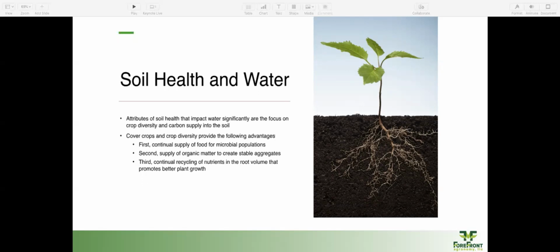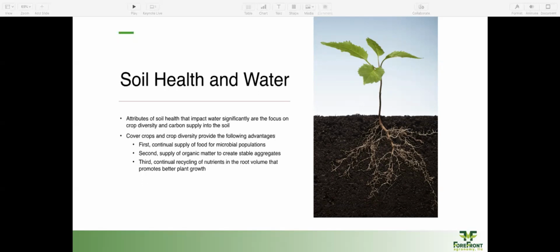Warrants us to visit about it. And so, visiting about soil health, it has a big impact on water, and really is the focus of carbon in our soil, as well as diversity. And really what that diversity is going to bring to your farm is a continual supply of food for microbial populations.